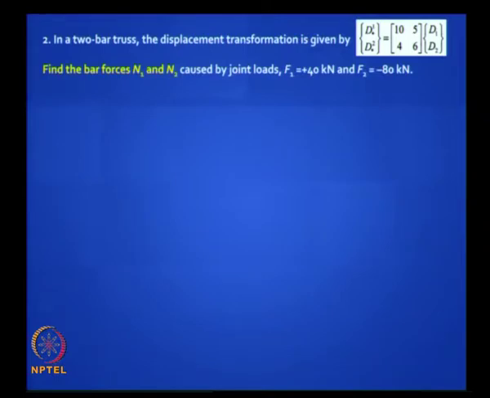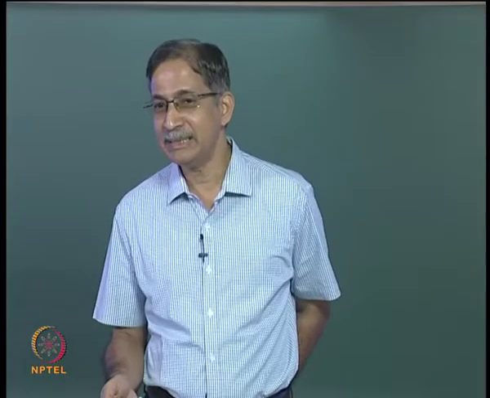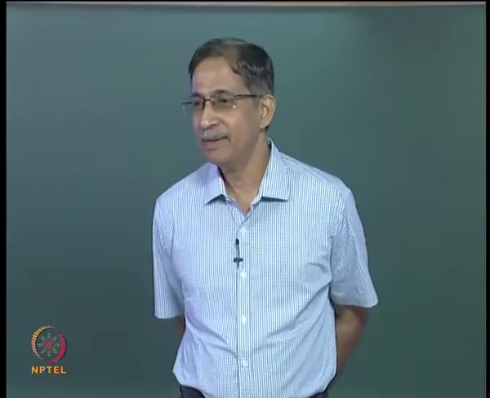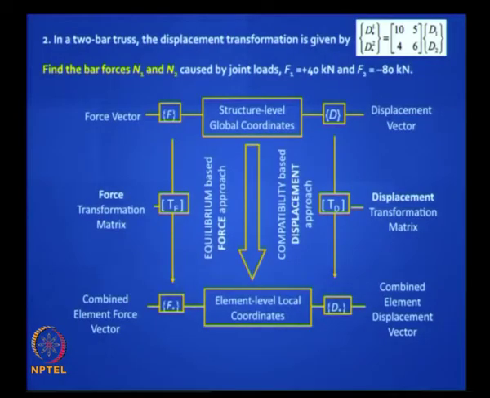Next problem was actually an easy problem. Some of you tried to figure out what truss shape it could be and did all kinds of funny things, but it's actually very simple. So if you go back to basics, remember this picture. You have the structure level coordinates, you have the element level coordinates, you have TD flowing downward from D to D star, and you have TF flowing downward from F to F star. Remember, the left one corresponds to the flexibility formulation, the right one corresponds to the displacement formulation.